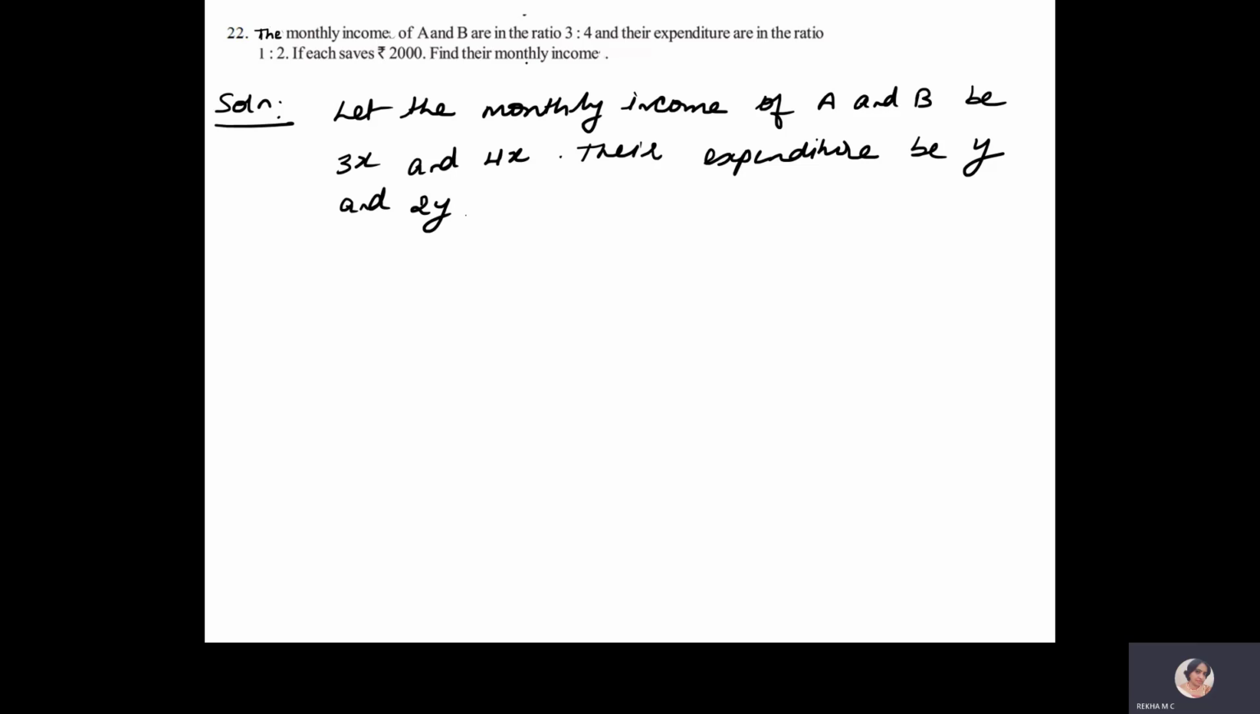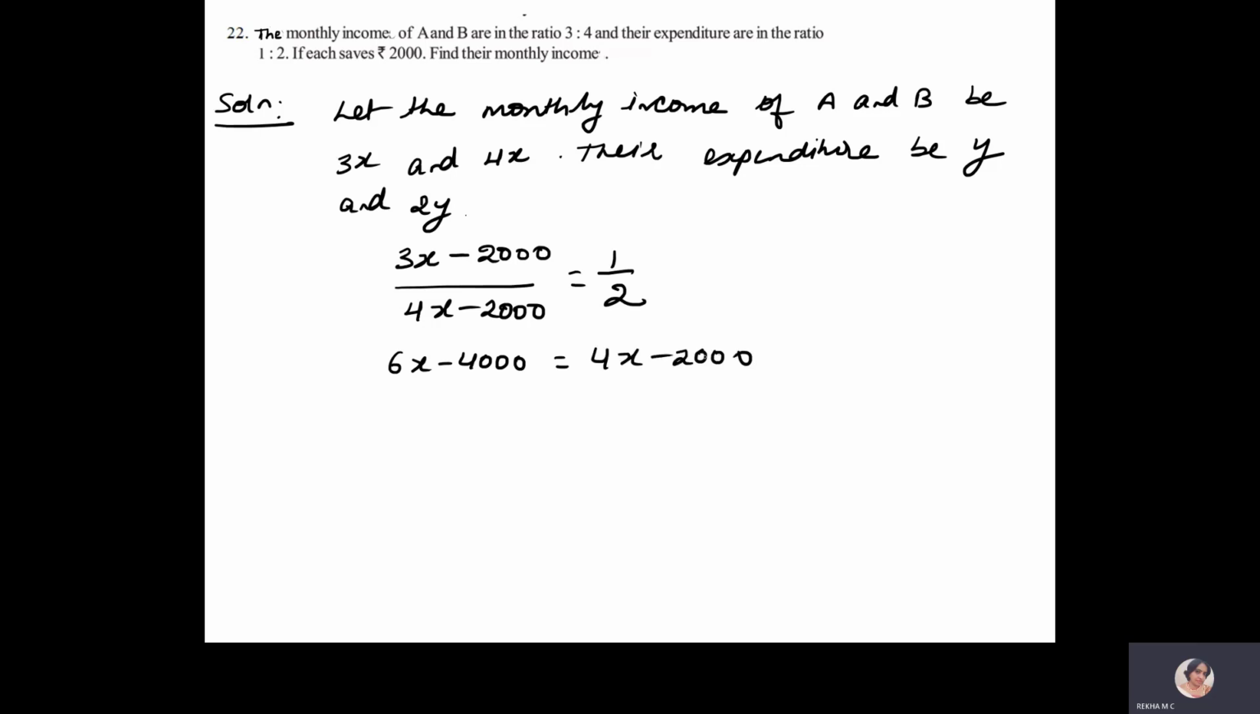Since it is given that their expenditures are in the ratio 1 is to 2, if each saves rupees 2000, they have asked you to find their monthly income. So income minus savings is equal to expenditure. So expenditure ratio is 1 is to 2. Therefore (3x minus 2000) divided by (4x minus 2000) is equal to 1 by 2. So cross multiply, 6x minus 4000 is equal to 4x minus 2000.